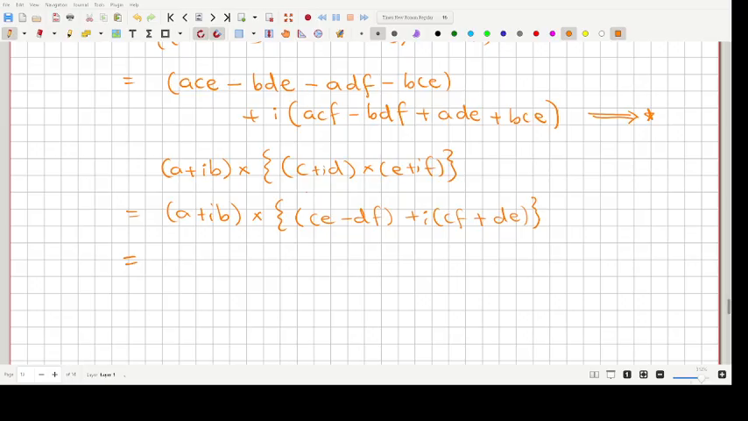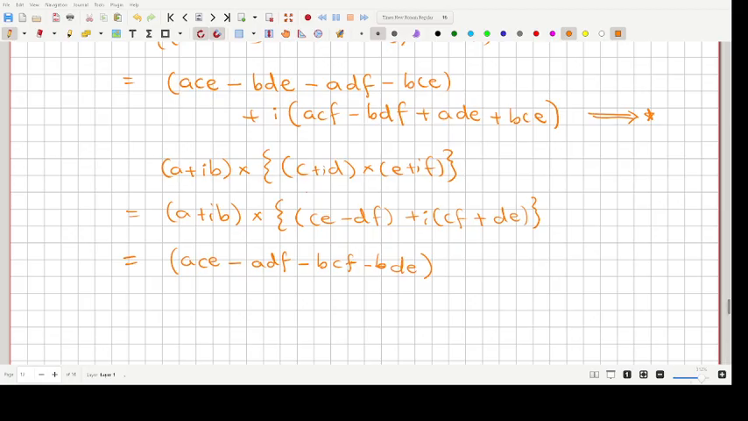So the real part, A is multiplied by CE minus DF. So that gives us ACE minus ADF, right? And then B is multiplied by CF and DE, but with negatives in front because it is a multiplication of one i with another i, which gives a negative 1. So B multiplied by CF is BCF, so it becomes minus BCF, and then B multiplied by DE gives BDE, so minus BDE.